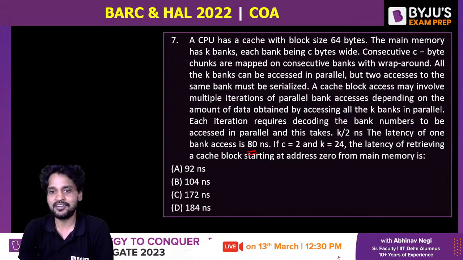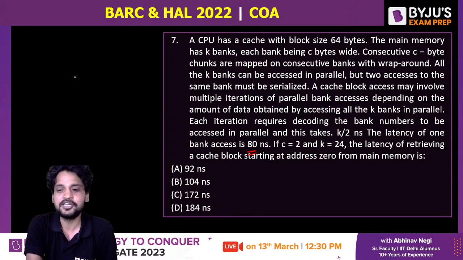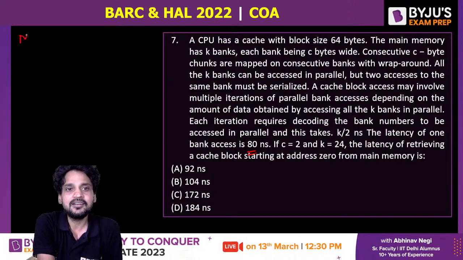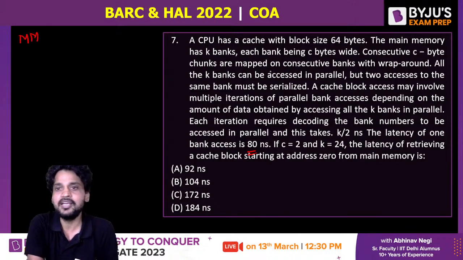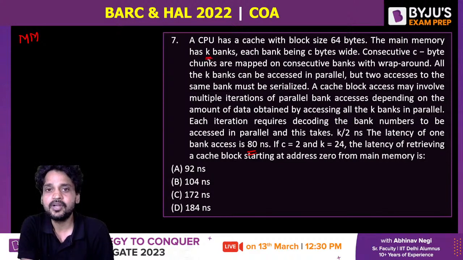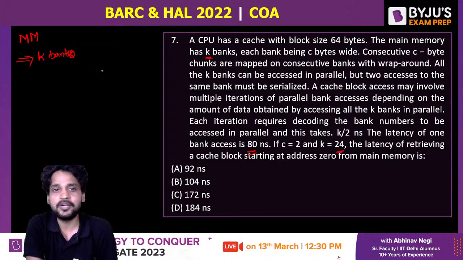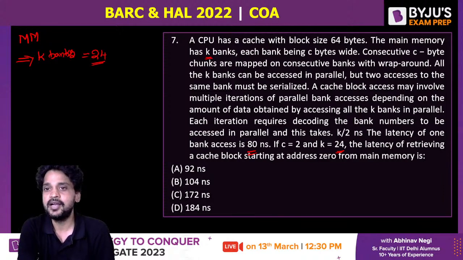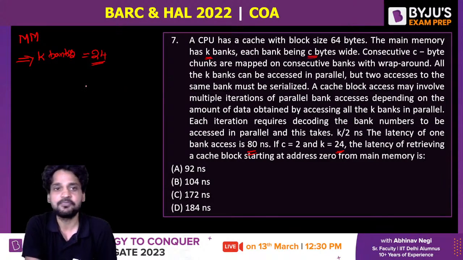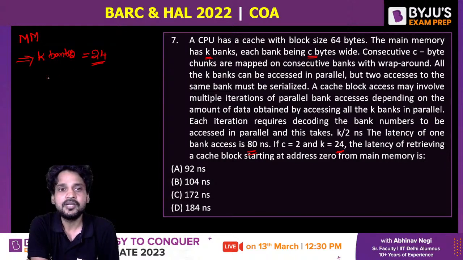First, you go and understand what is the size of the main memory. Main memory has k banks. What is k? K is equal to 24. There are total 24 locations in the main memory, and each bank is equal to c bytes.